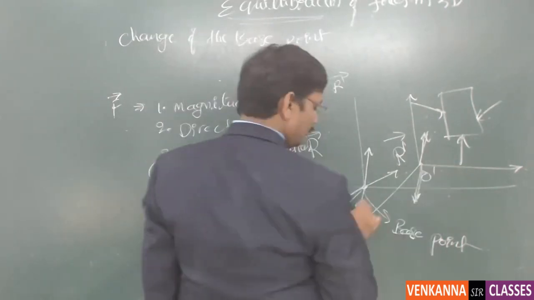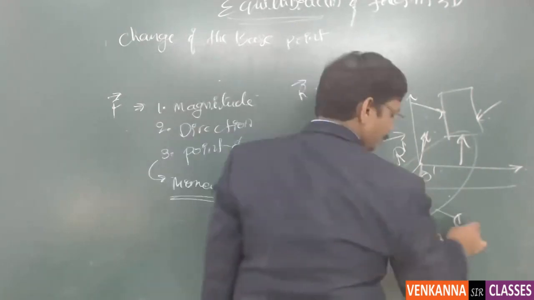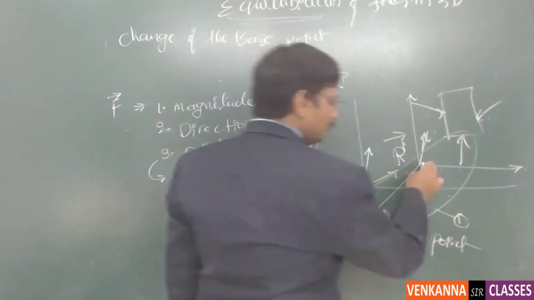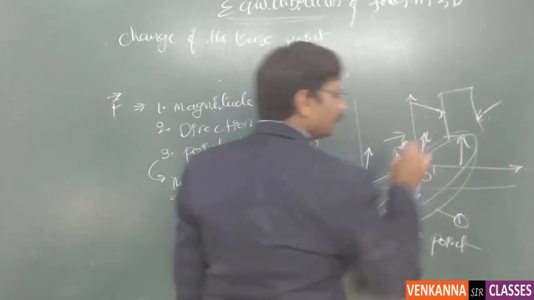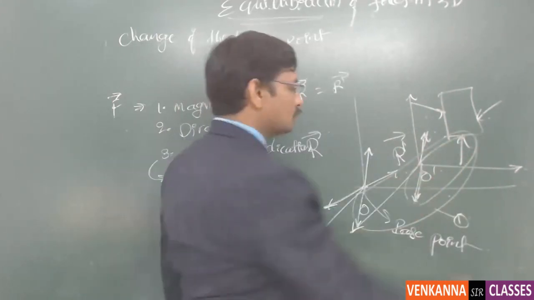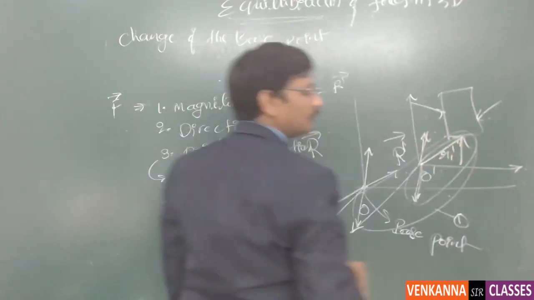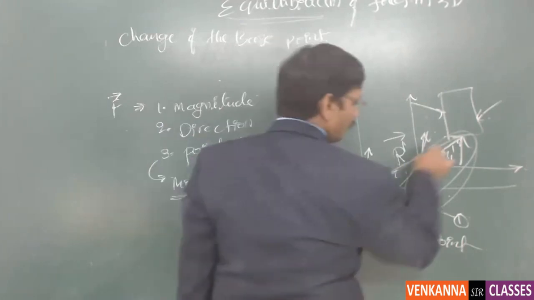Now this one and this one will form the couple. This is in the first case. But in the second case, this one and this one will form the couple. So when we are calculating the couple, the distance is the R1 dash vector in one case and the R1 vector in the other.